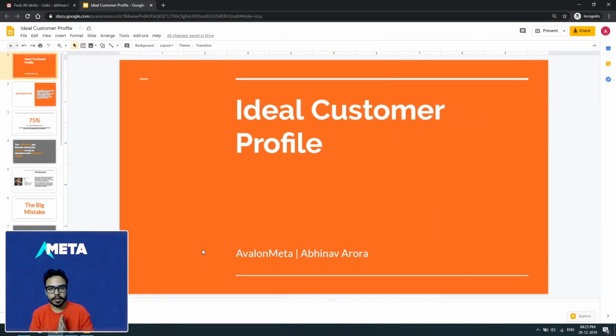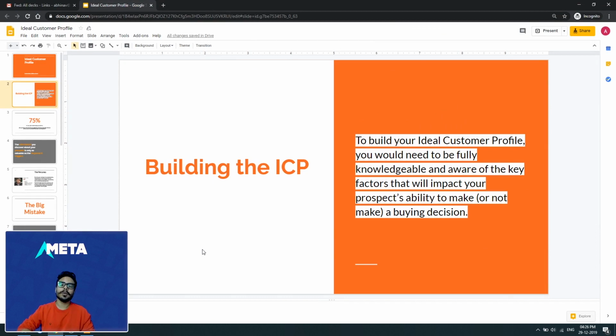Ideal customer profile. What's an ideal customer profile? An ideal customer profile is a profile that profiles your prospect. To build an ideal customer profile, you're going to be super aware of the triggers that tick your prospects and the triggers that impact your prospects' decision making process. So that's how you build an ICP. Once you make a list of all of these triggers and factors that impact their decision to buy your product, you've built an ICP, you've built an ideal client profile.